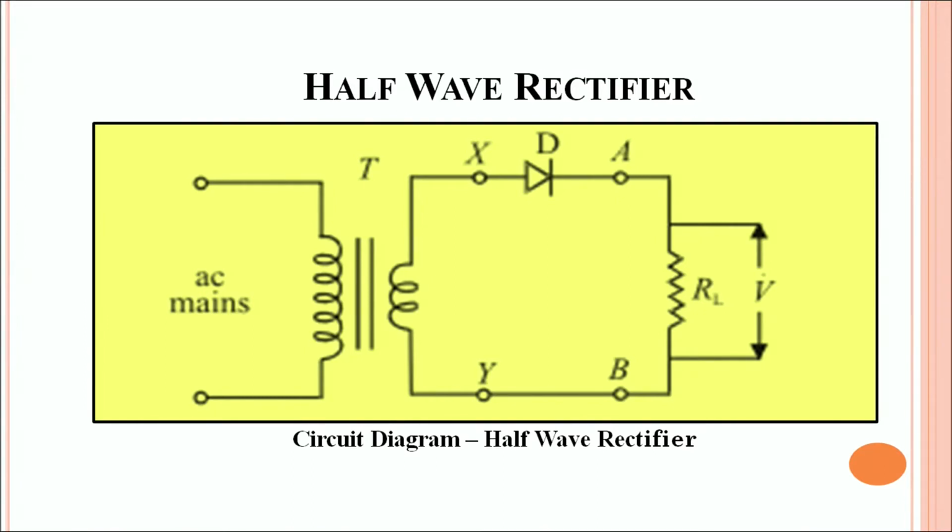Now, in the AC cycle, when there is a positive cycle, the diode is forward biased and thus it conducts, and you get an output across the load resistance. During the negative half of the cycle, the diode is reverse biased and therefore does not conduct. As the diode does not conduct, there is no output measured across the load resistor. So let's have a look at the input and the output of the half-wave rectifier.